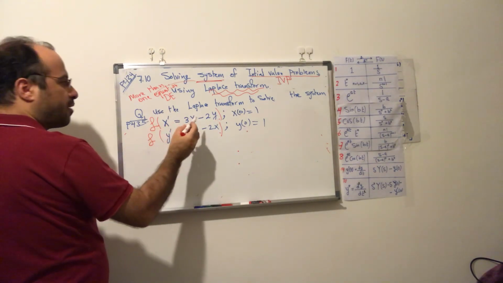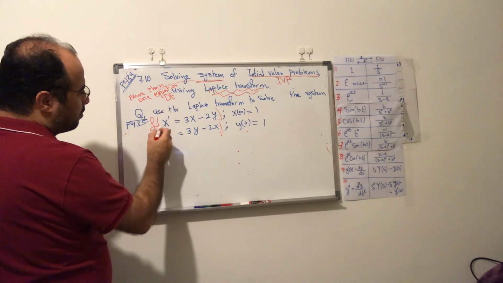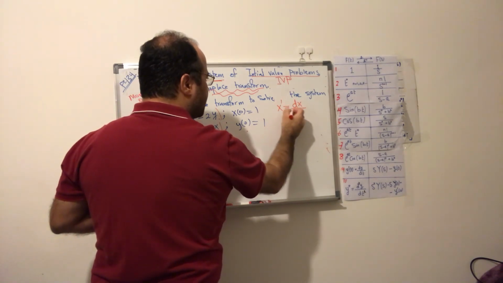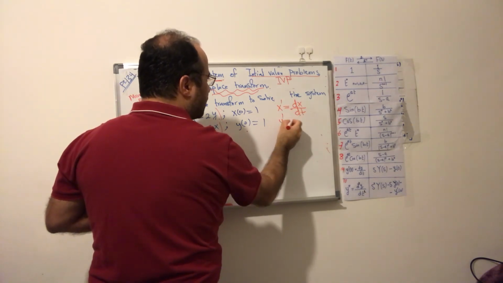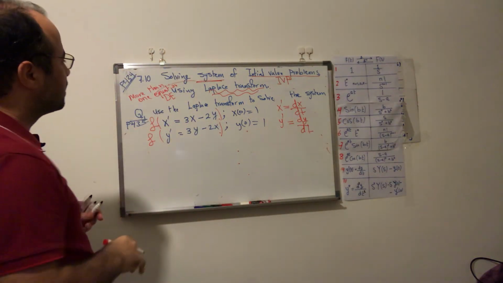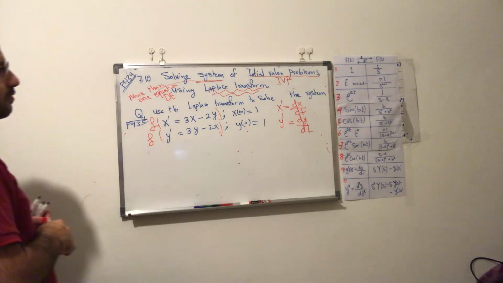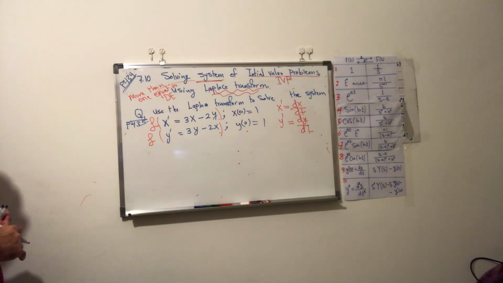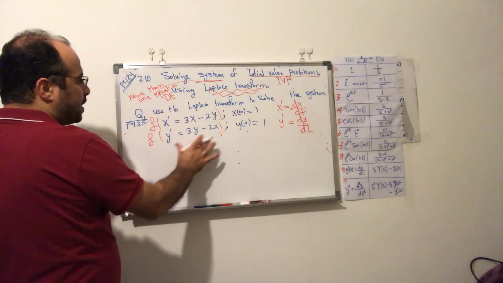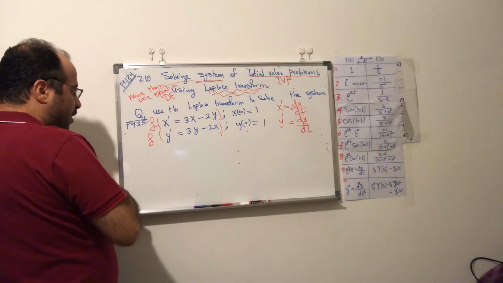Here it is not clear what the independent variable is, but usually when I say x prime, I mean dx over dt, and y prime, I mean dy over dt. When there is no independent variable shown, I will assume it is t. Now these are time domain differential equations. I will change them to the frequency domain. How am I going to do that?